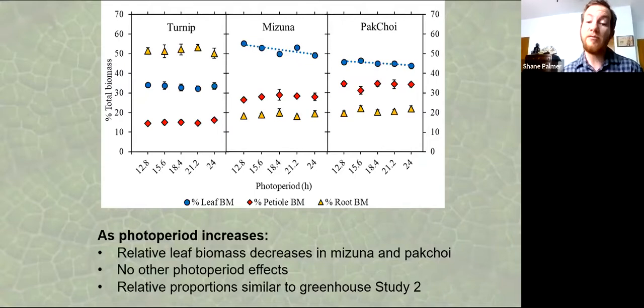But again, if you compare this to study 2, if you take the photoperiod treatments out of the question and you're just looking at the overall relative proportions or relative rankings of these tissues, this is similar to what we saw in the greenhouse study, where the roots comprise the majority of biomass in turnip, followed by leaf and then petiole. And in mizuna and pak choi, again, the leaf tissue comprises the majority of the biomass, and the roots come in last. So in that sense, they are still behaving the way that they did in the greenhouse study. They're just not reacting to the photoperiod treatments the way that I was expecting them to.